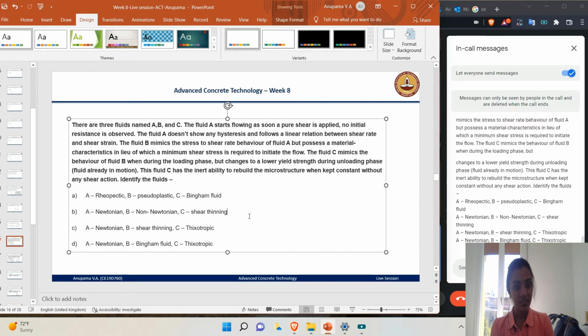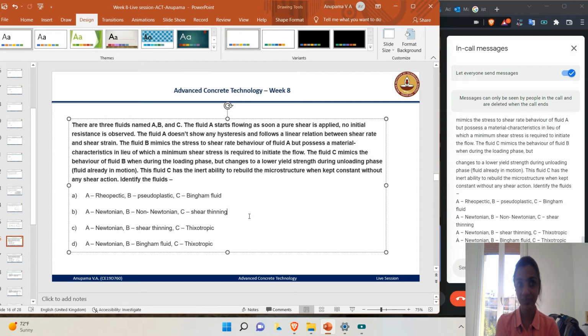Now, there is C. It mimics the behavior of fluid B during the loading phase, but changes to a lower yield strength during the unloading phase. This fluid C has the inherent ability to rebuild the microstructure when kept constant without any shear action. So, what are the types of fluids?